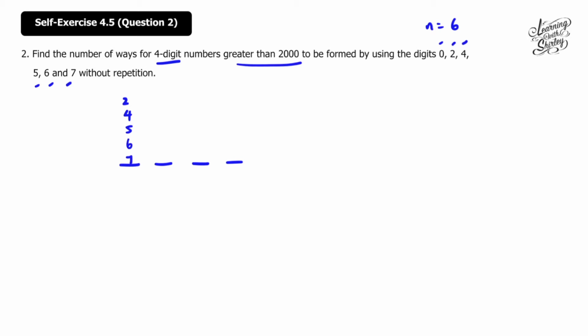Which means that the number of ways to arrange the first place will be 5P1. And then the remaining 3 spaces: since there are 6 digits given, and 1 digit has already been taken for the first place, that leaves only 5. And then there are 3 spaces here, which means it's 5P3. And then we multiply them together, and the answer is 300 ways.